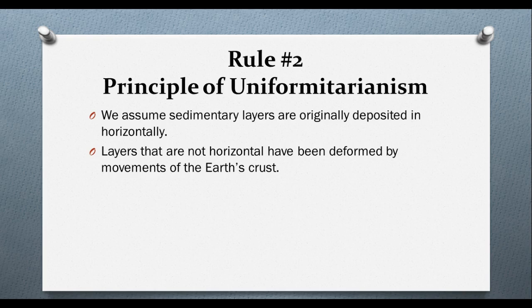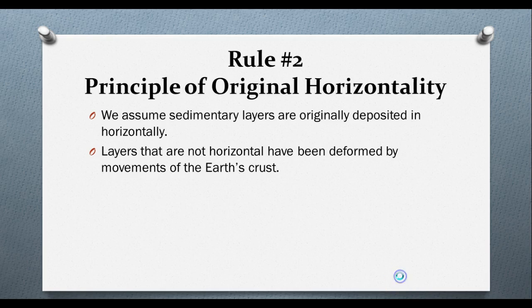It's supposed to say it means that the forces that are acting on the Earth today are the same forces that were acting on the Earth in the past. So we make the assumption that the way the world works now is the same way that it worked in the past. The second rule is going to be the principle of original horizontality.